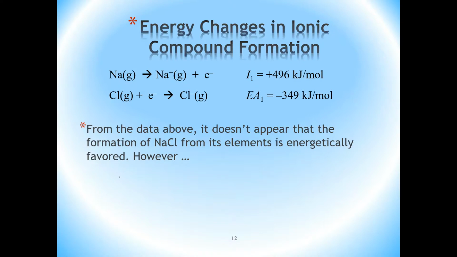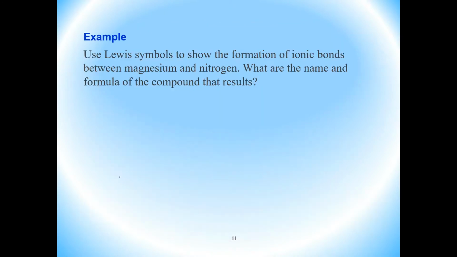Okay, so this example says, use those symbols to show the formation of the ionic bond between the magnesium and the nitrogen atoms. Now, the question is asking also, what are the name and formula for the compound that results? In the case of magnesium, magnesium has two valence electrons, so basically, magnesium will lose two of those electrons to any nonmetal it reacts with.